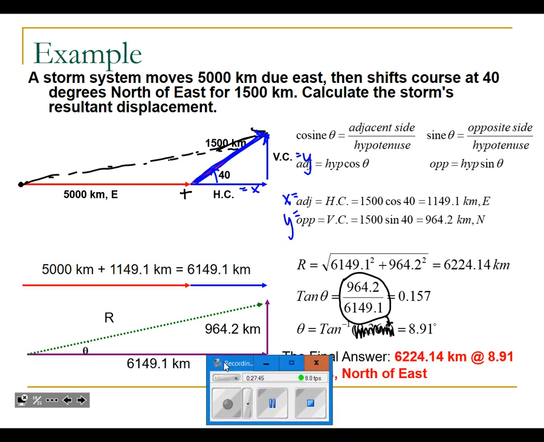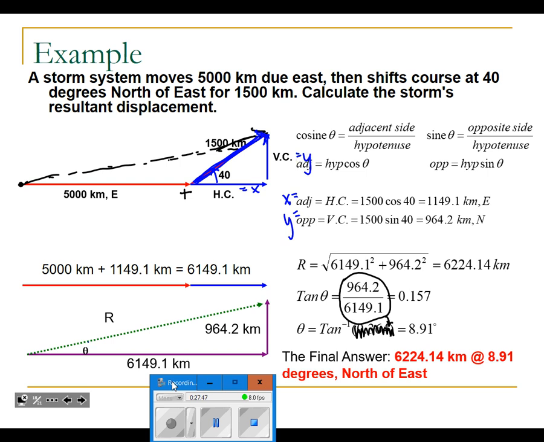I think I messed up my PowerPoint and I can't go back and fix that, so that's why I colored that out. So my final answer would be 6,224.14 kilometers at an 8.91 degree north of east angle. So again, displacement has to have magnitude and direction.